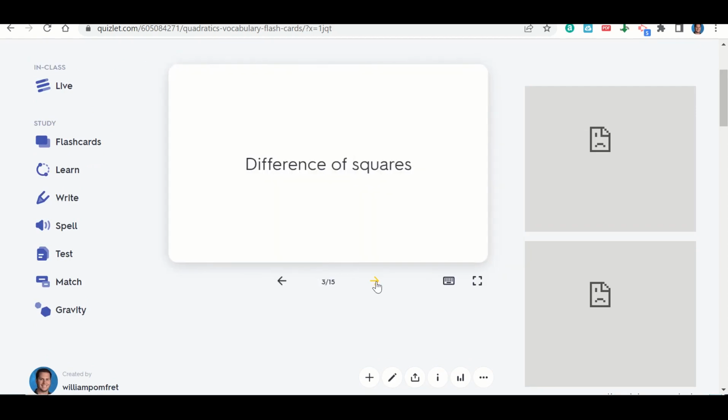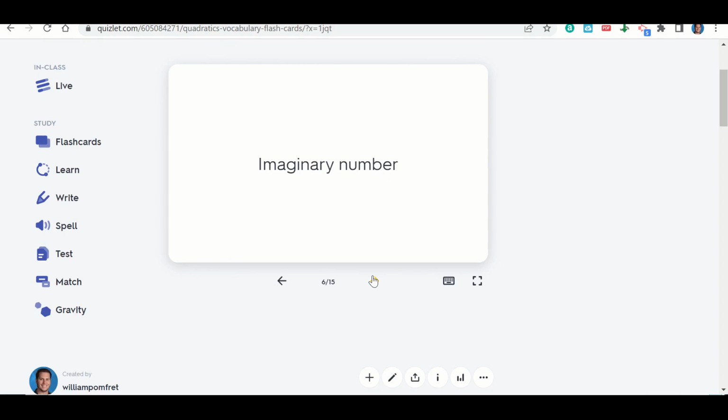I can go through to the next one and continue to flip them over and see the definitions and the terms. So you'll go through this, and then once you're done going through these, you can go back to the Google form and fill out your vocab quiz.